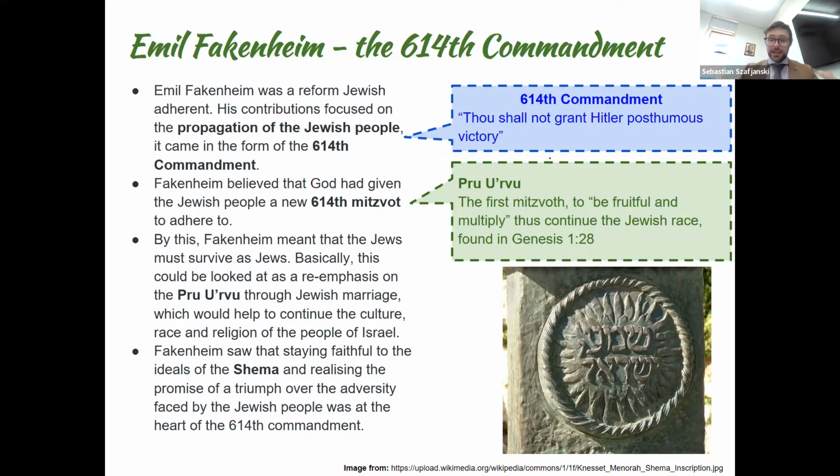So we saw that in Genesis 1:27, he makes man. And the very first thing he says to them in the very next verse is be fruitful and multiply. And this is known as the Pru Urvu. So you can link that to Jewish marriage. You see, I hope you're starting to see these links in your depth study that you can make.